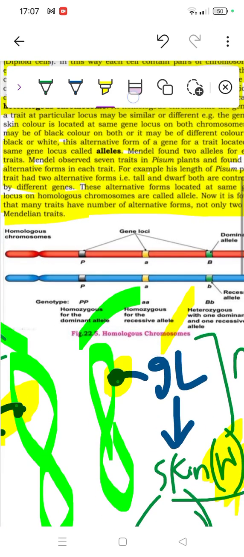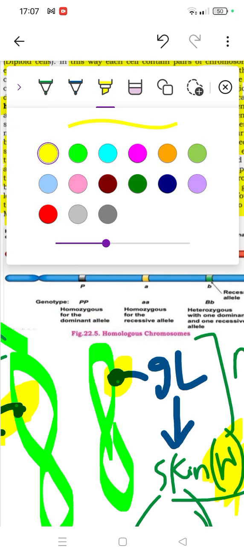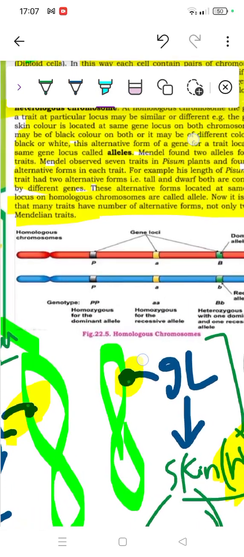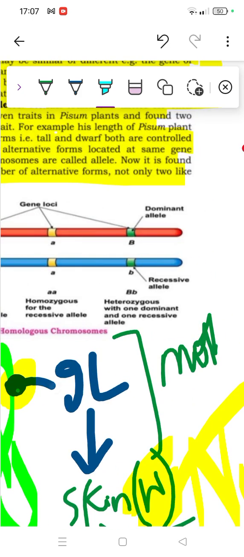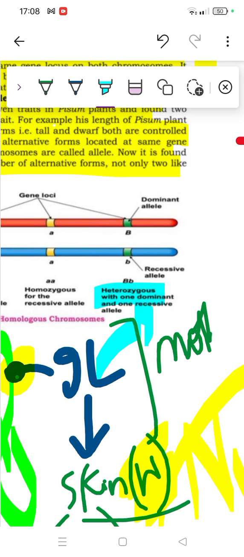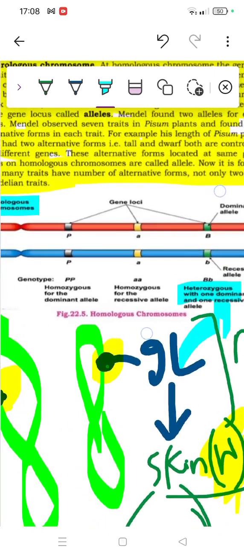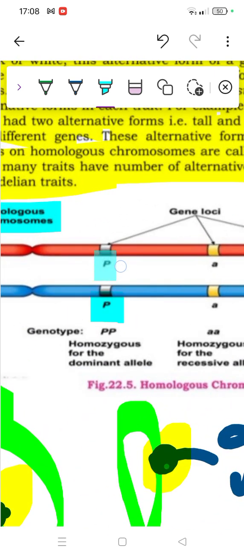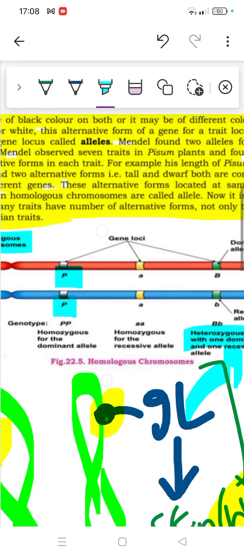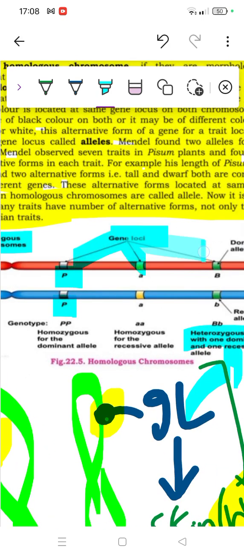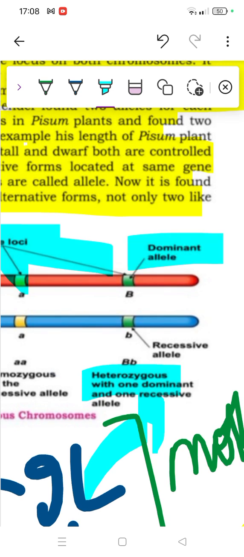Then comes the example in picture form, so let's read it out. First thing, homologous chromosome and heterozygous, which means the one which dominates would be able to show its character. So when we talk about this, the gene loci are simply the positions. So these three positions are called gene loci. Here we have a dominant allele, because B small, B capital. Dominant is the one which is going to be expressed. Recessive is the one which will not be able to show its own character.